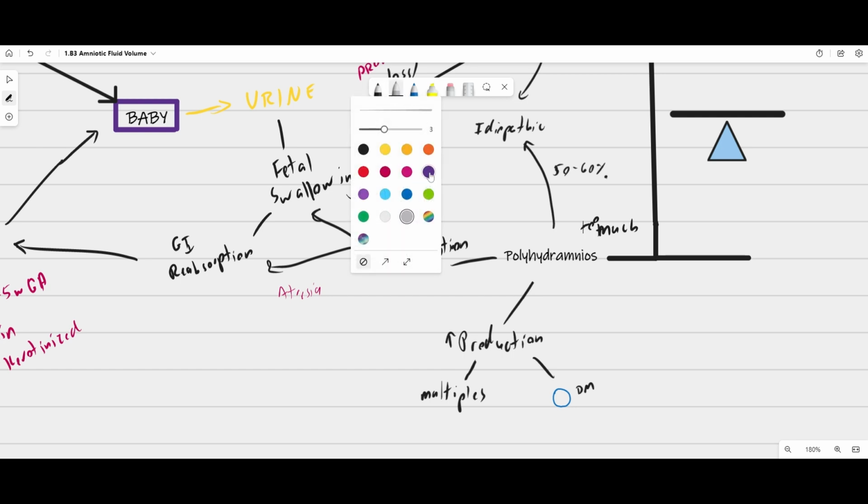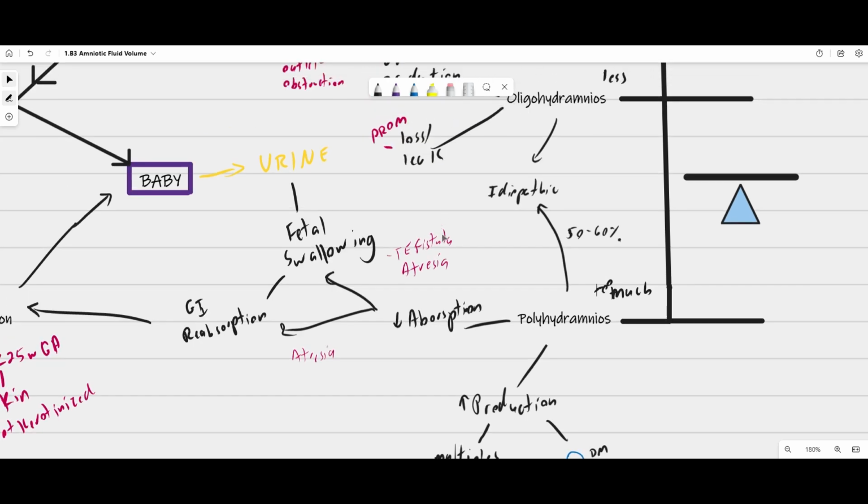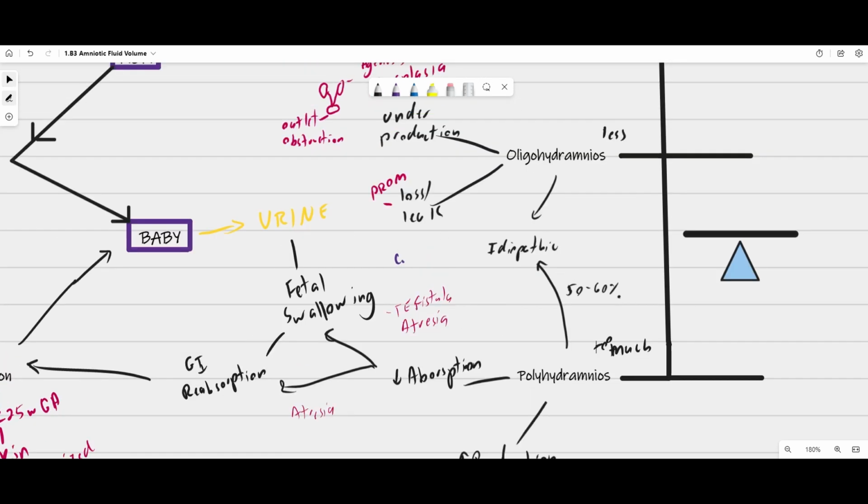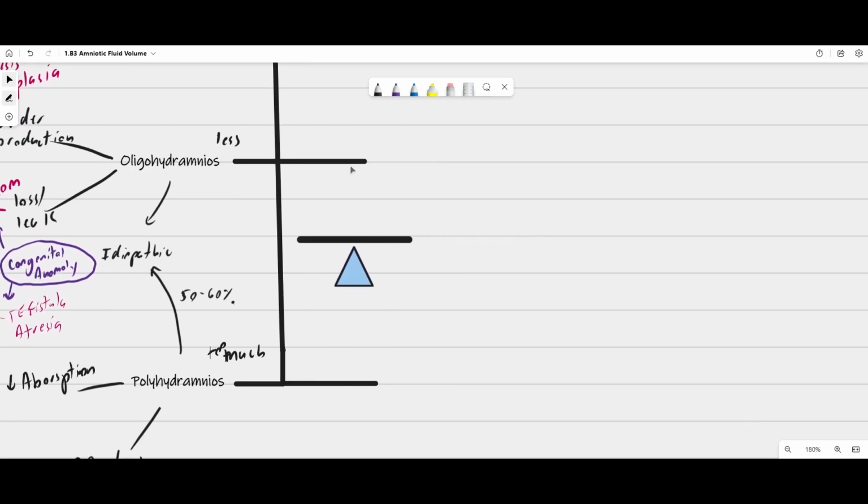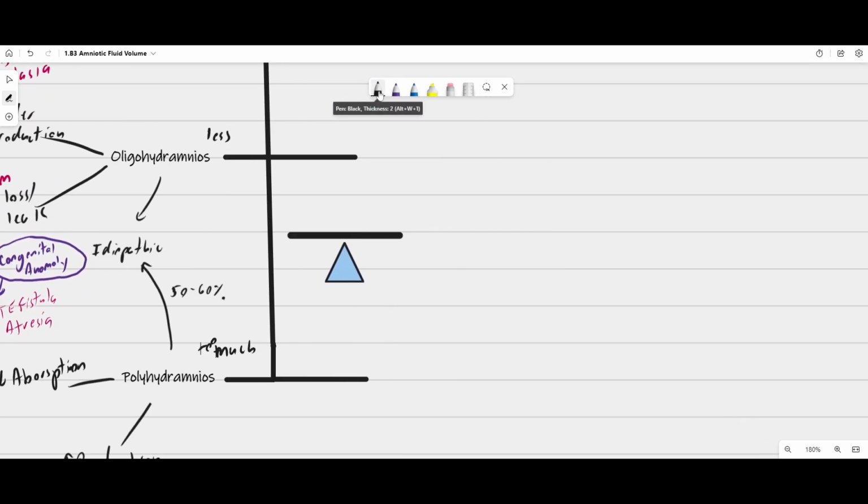And then lastly, we're making a different problem. Kind of overlaps all of them, but congenital. So any congenital or specific congenital anomalies can cause problems either up here, down here, just depending specifically on what it is. All right, now we've got too little, we got too much, it can cause some specific problems.